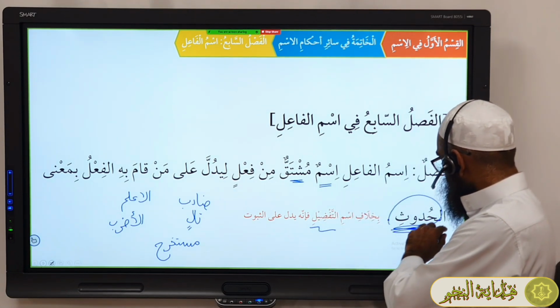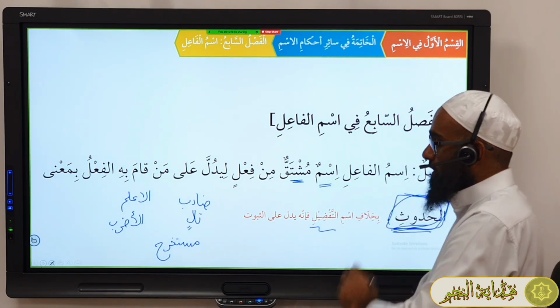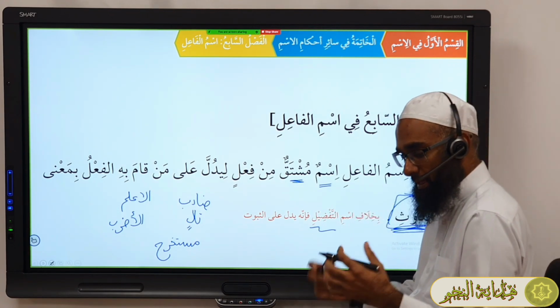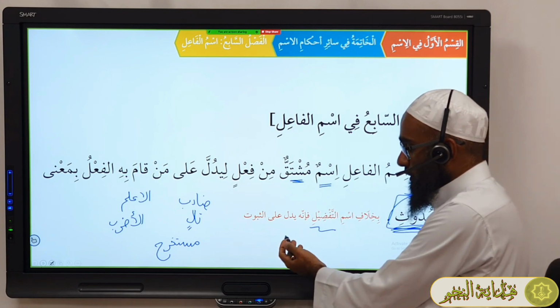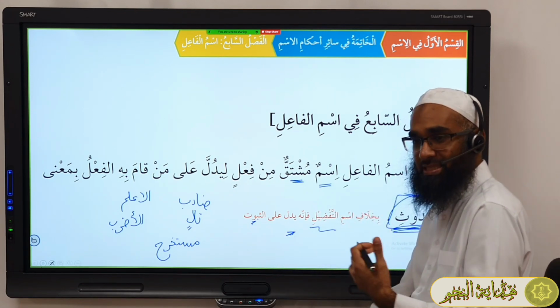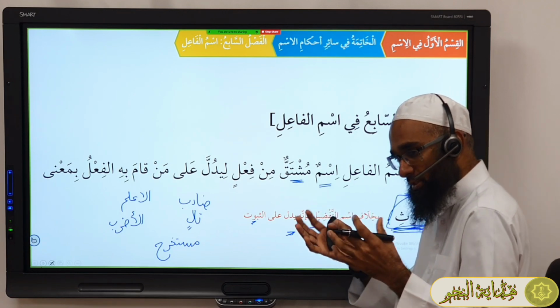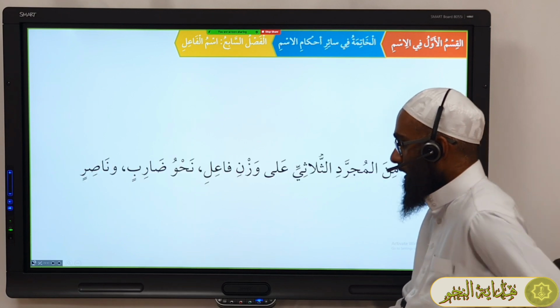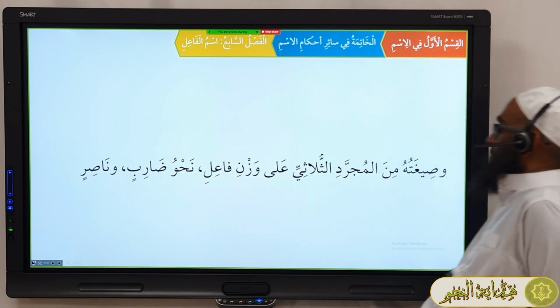So the huduth is mentioned to show who is carrying out the action, but in a huduth way, meaning temporary state, as opposed to the ismu tafdhil, which has it in a thubut. So the person who is carrying out the action, who possesses the action, with whom the action is connected to in a short-term space.